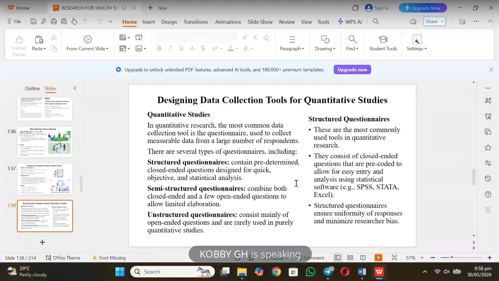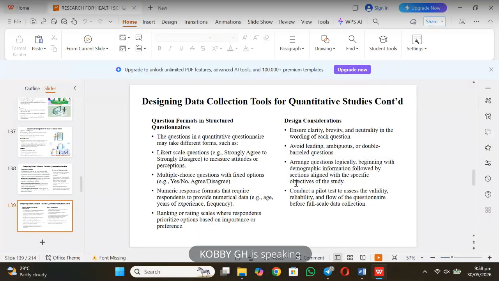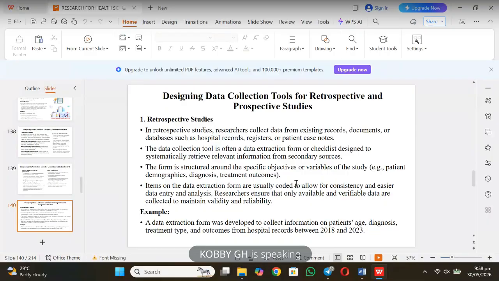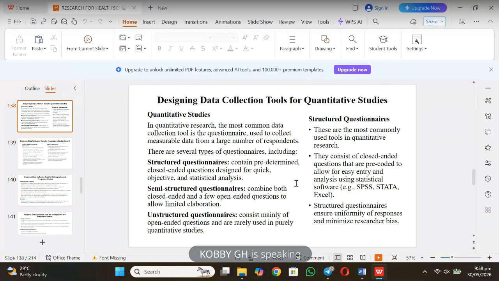What is the commonest instrument that is used in quantitative studies? There is a question on that. The data collection instruments for quantitative studies: we spoke about three. We have the structured questionnaire, the semi-structured questionnaire, and the unstructured questionnaire. There are questions on them too. Then we came to qualitative studies. Commonly, we use what? Interview guide. What instrument do we use for retrospective studies? Who remembers? I mentioned it in class. Checklist.